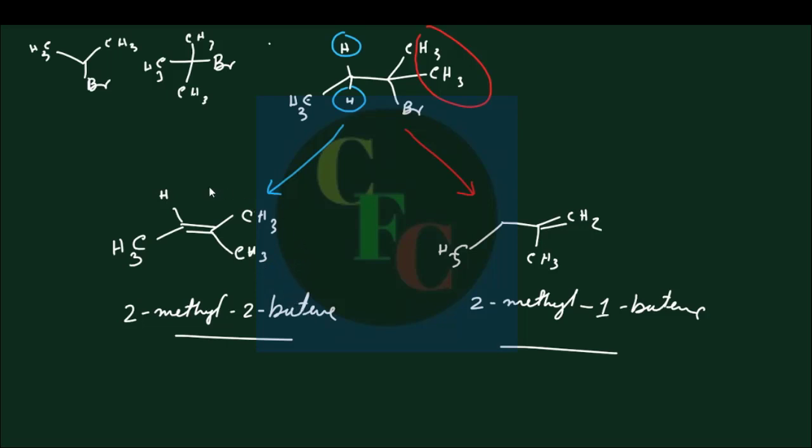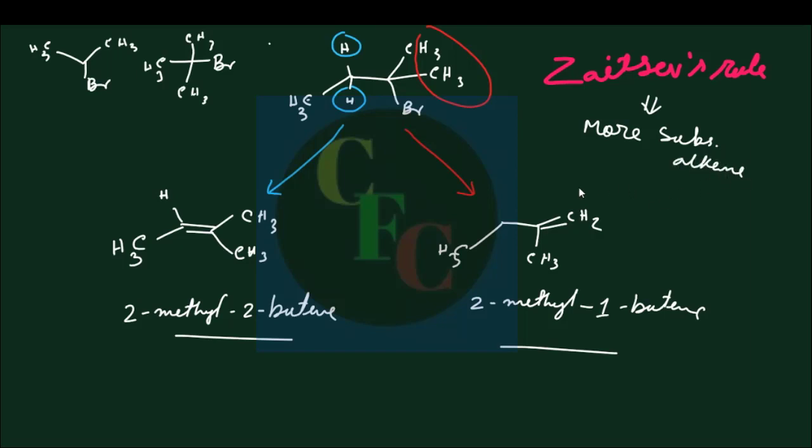This is governed by what is called our Zaitsev rule, right? In some places you will see different kinds of spelling, like Zaitsev or Zaitsev, because these are Russian names translated in English, so they have different spellings. But the rule says that the more substituted alkene will be the major product.